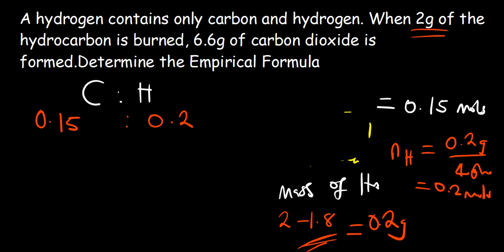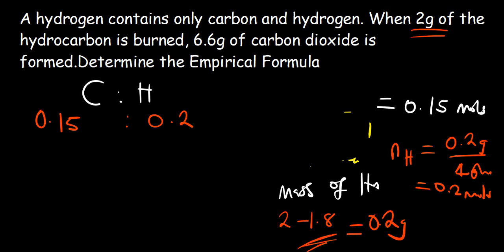Which one is smaller? So in this case, we have 0.15 and 0.2. So we're going to divide by this 0.15 on both sides. But if you divide by 0.15, it's not going to help us so much, because we're going to just have decimals everywhere. Now what we're going to do, we're going to choose a number that is going to give us at least a whole number, because we said this is the simplest whole number ratio. That is the empirical formula.